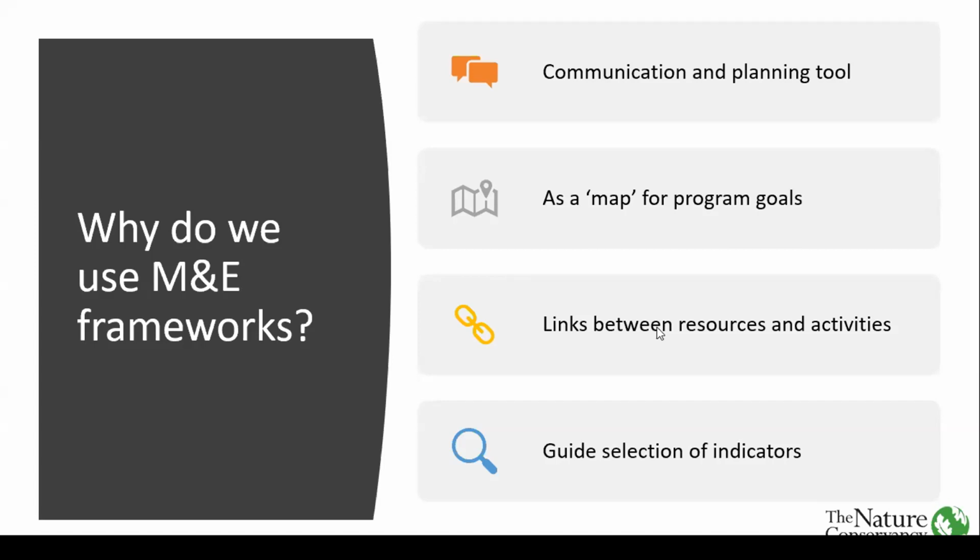Another use for the M&E framework is that it gives you a link between resources and activities. What inputs do you need so that you can do a specific activity? And then it also acts as a roadmap to guide the program towards achieving a goal. And then it also helps in selection of indicators. Next slide, Florence.